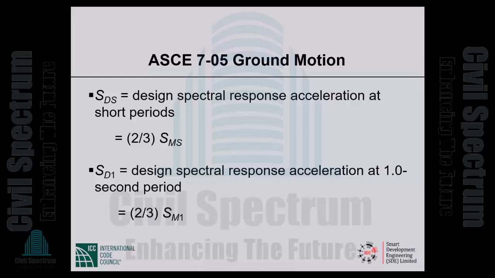So the idea is if we consistently design for two-thirds of the maximum considered earthquake, the built-in factor of safety or margin of safety of 1.5 would ensure that we will at least barely avoid collapse in the maximum considered earthquake. So we have a built-in margin of safety of 1.5. If we design for two-thirds of the maximum considered earthquake, we will at least barely avoid collapse in the maximum considered earthquake. That's where the two-thirds comes from.